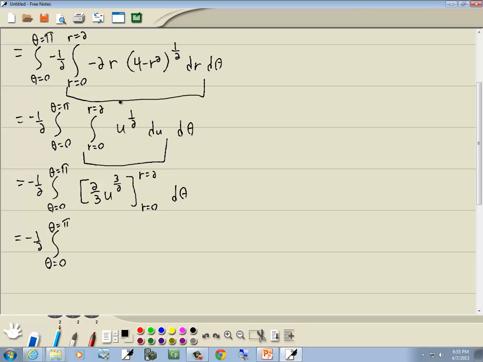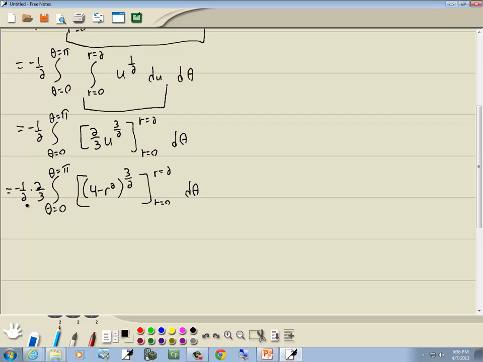Now let's plug our u back in. Up here we said u is equal to 4 minus r squared. So we'll plug that back in. The 2/3 actually I could put clear out in front. Let's try it again. Negative 1/2, and I'll put the 2/3 clear out here. So we're left with u to the 3/2. So the u gets replaced again by 4 minus r squared to the 3/2 from r is equal to 0 to r is equal to 2 d theta.